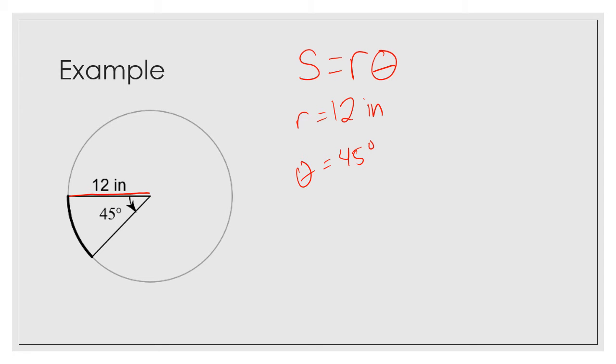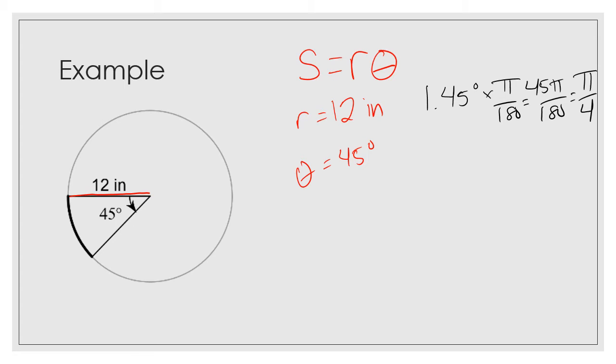This is in degrees, it's not in radians, so my first step is I have to convert this to radians. To convert to radians, I take my degree measure and multiply it by pi over 180. That gets me 45 pi over 180, which when I reduce gets me pi over 4, because 45 divided by 180 is the same thing as 1 over 4. So I now have my angle in radian measure. I'm going to go ahead to my second step.